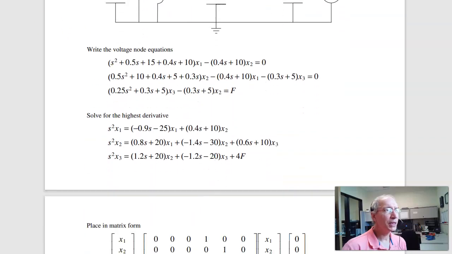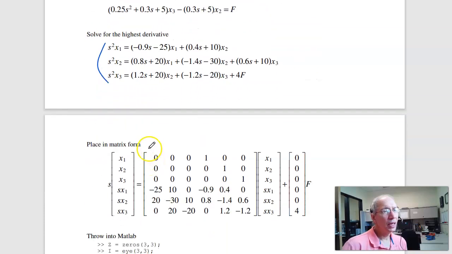To put this in state space form, I'll solve for the highest derivative. Then same as before. If my states are position, velocity, I get the derivative of position, velocity, that's your zeros matrix, identity matrix. These dynamics show up in the third and fourth, 5, and 6 rows. So the first one is minus 0.9 sx, right here, minus 25 x1, plus 0.4 sx2, plus 10 x2 is 0, and so on.